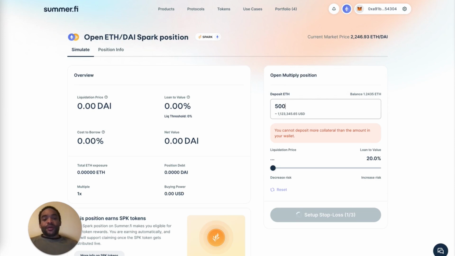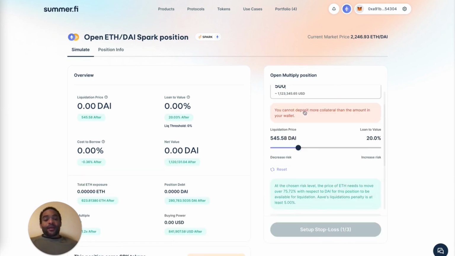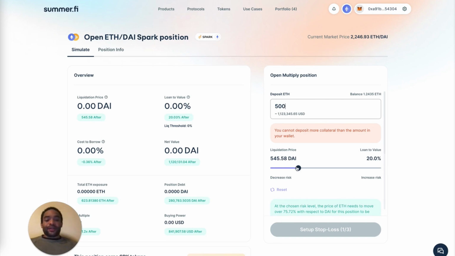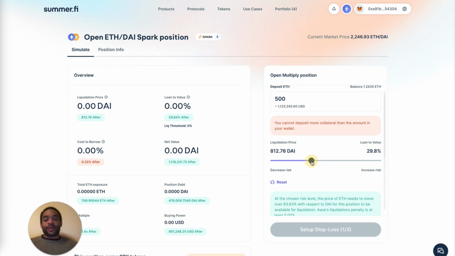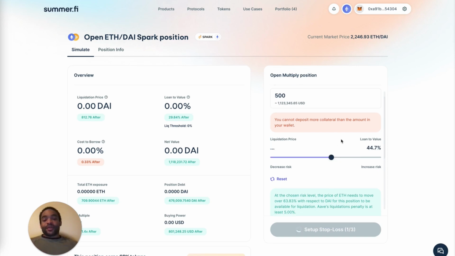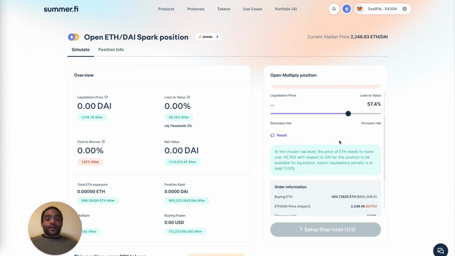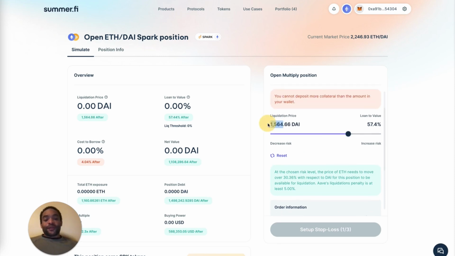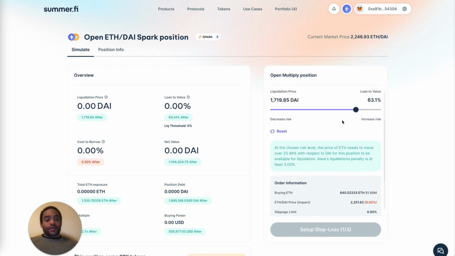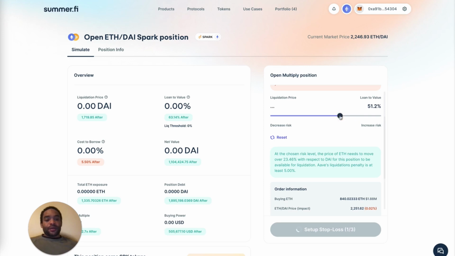Just to show you, let's say you wanted to deposit 500 ETH. A really great thing on Summer is that right away you get this easy slider that gives you the real key information that you need to know. What is your liquidation price that you're comfortable with? So me, let's say I'm comfortable with 1,500 as the liquidation price, and it just updates right away.